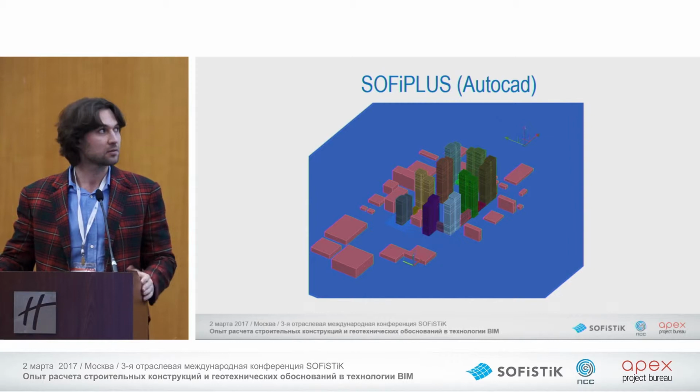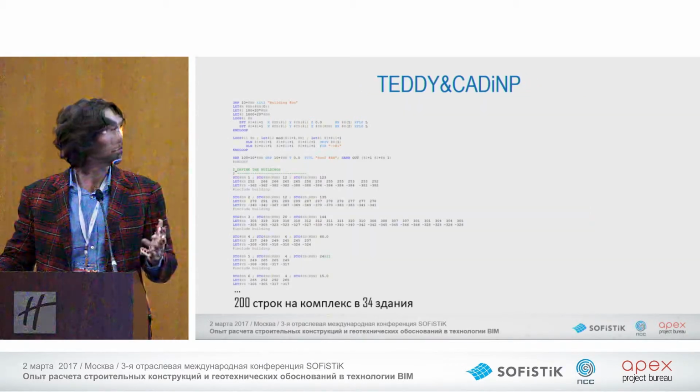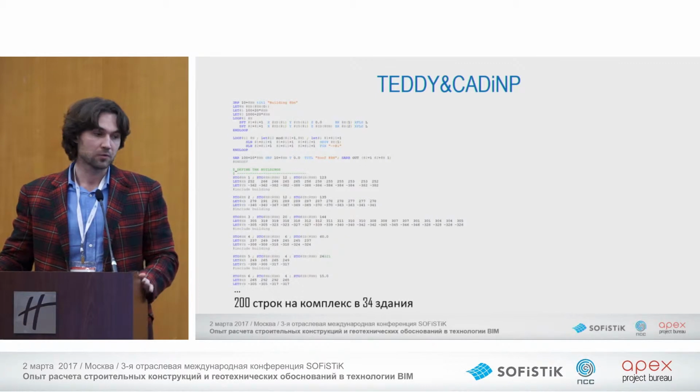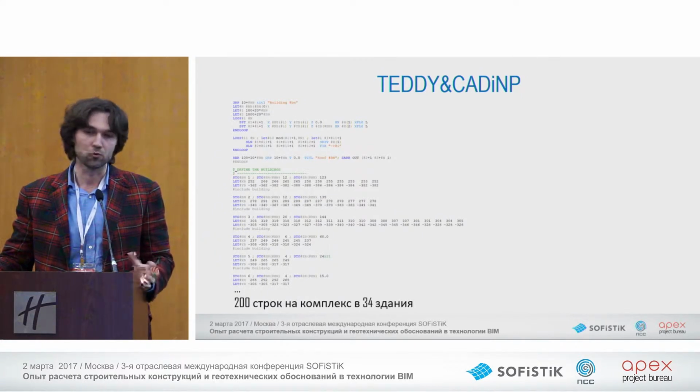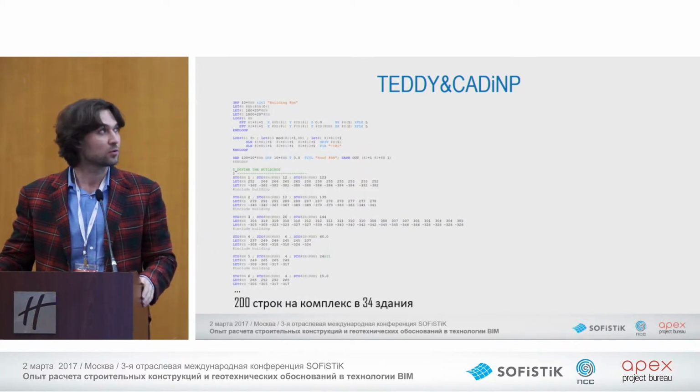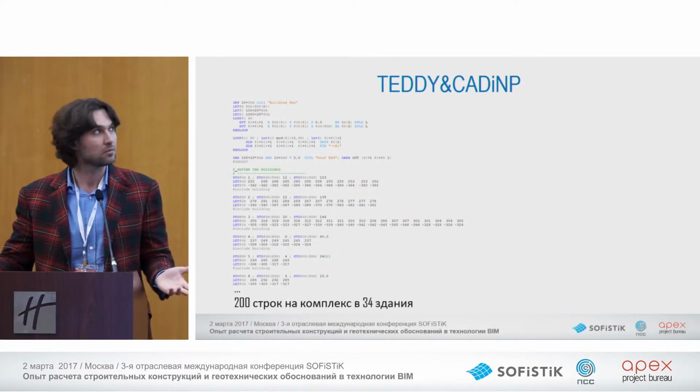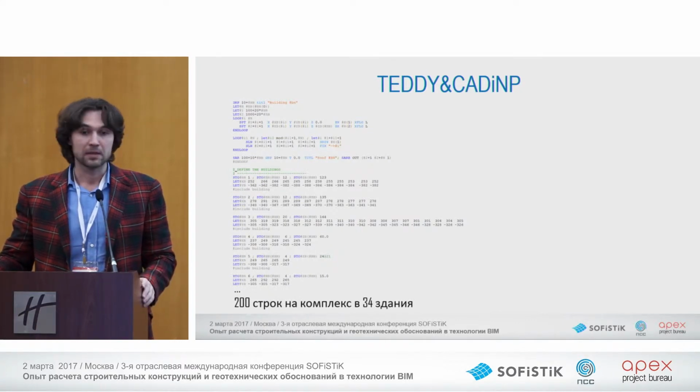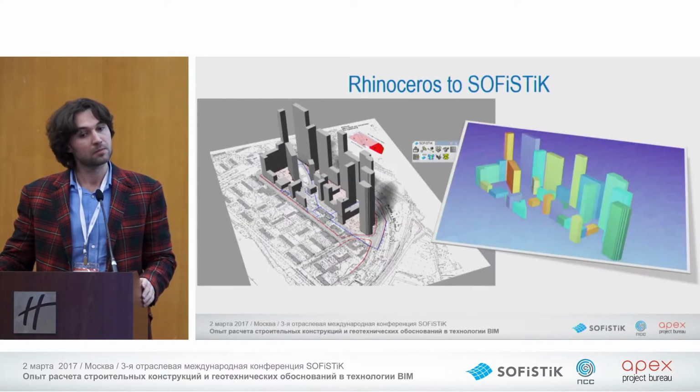many who are using it know that, but actually it's AutoCAD, cubes, and here is an example of Teddy, Cadin. 200 lines completely describing a large building. That's not much.